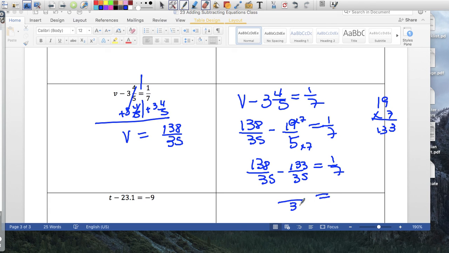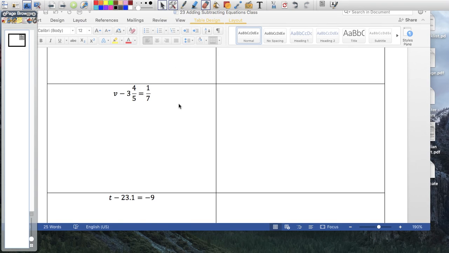133 equals 1 over 7. So now I have 35 at the bottom, right? So 138 minus 133 is just 6. No, it's 5. And 30 is 35. Is 5 over 35 the same thing as 1/7? So it's going to be 1/7. That's 1/7, right? Because this divided by 5 is 1, and this divided by 5 is 7. Okay.